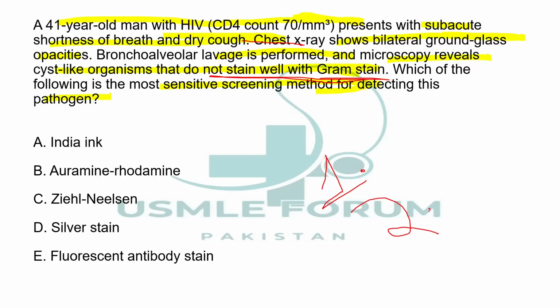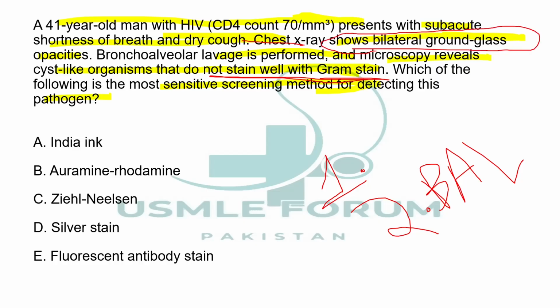Clue number two is bronchoalveolar lavage will most probably be done in these kinds of patients, and the chest X-ray will show a bilateral ground glass appearance, or interstitial opacities. That is what is going to be mentioned in the question. So this likely points towards pneumocystis. These clues you need to remember.